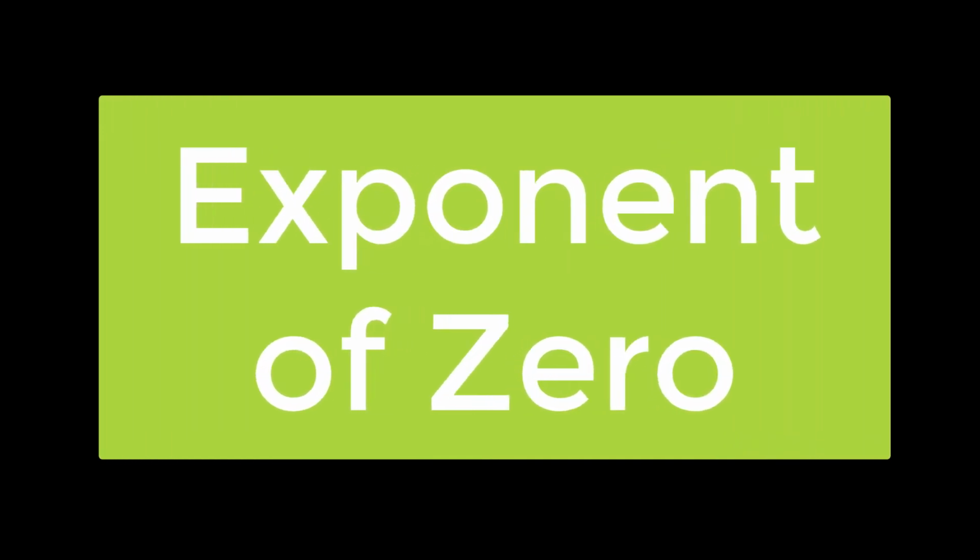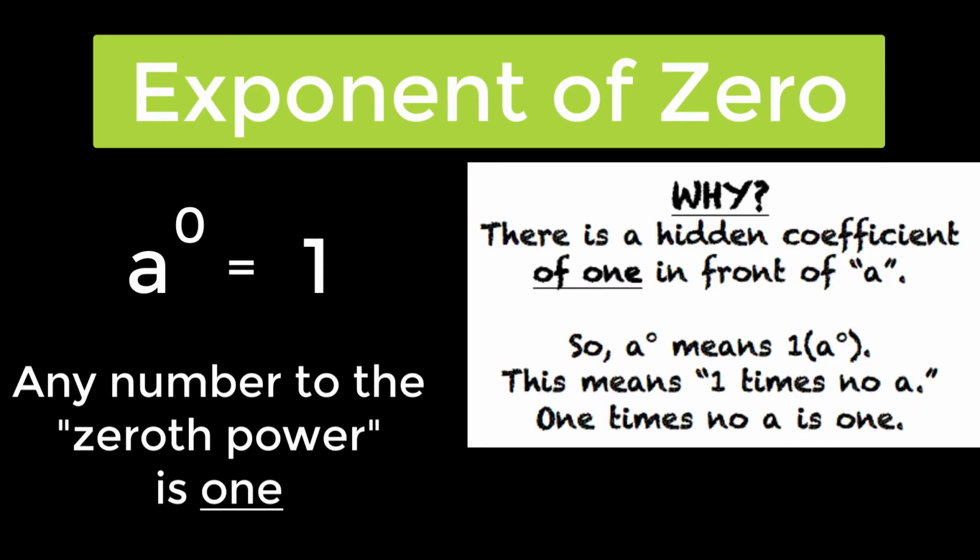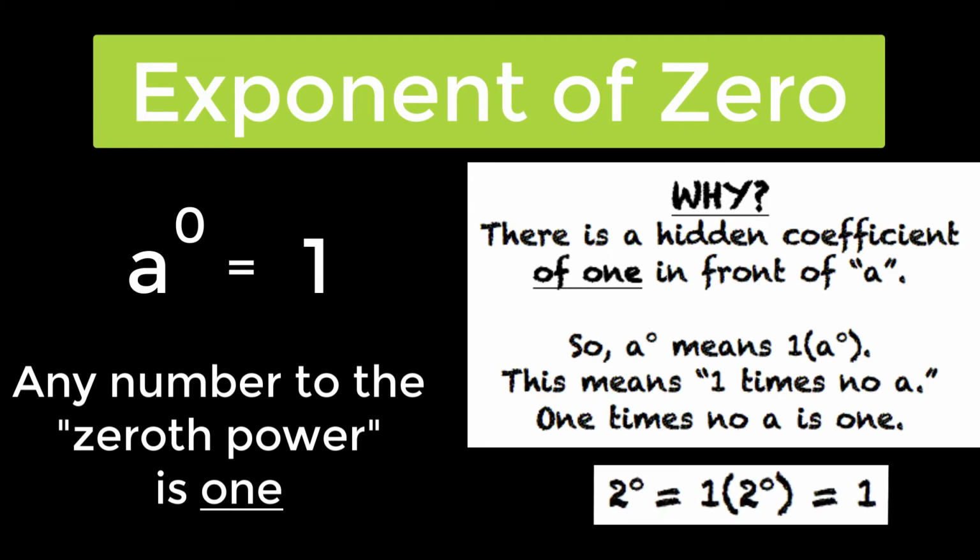Exponent of 0. A to the 0 power equals 1. Any number to the 0th power is 1. Why? There's a hidden coefficient of 1 in front of a. So a to the 0 means 1 times a to the 0. This means 1 times no a's. 1 times no a's is 1.